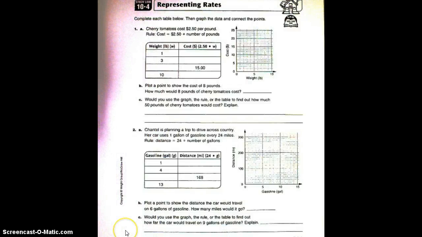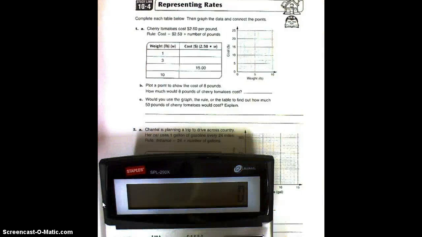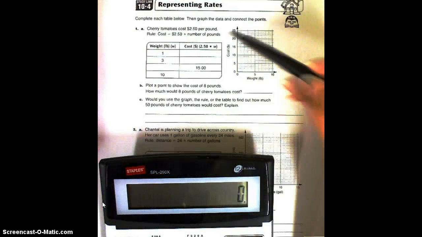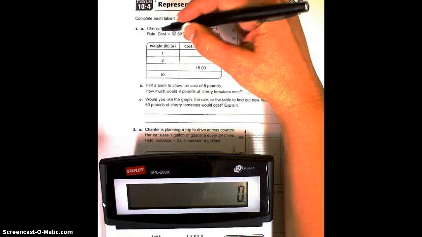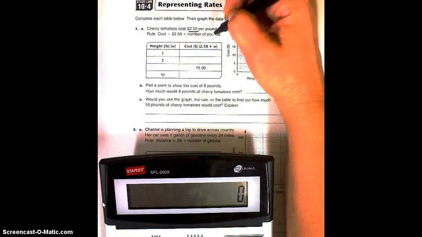Okay, fifth graders, so your homework tonight should be just like we were doing in class today. Feel free to use a calculator if you'd like. Don't know if you'll need it a whole lot. So cherry tomatoes cost $2.50 per pound, and then our rule, if it costs $2.50 per pound, we're going to multiply it by the number of pounds.